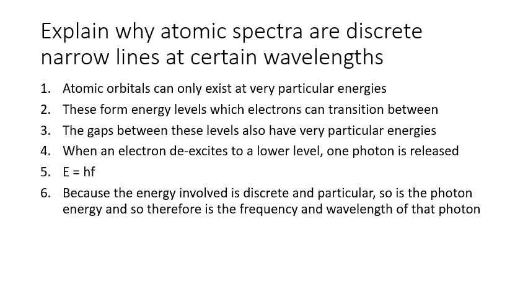Because the energy involved is discrete and particular, the photon energy, the energy of the photons that are produced, is discrete and particular. And so therefore, its frequency and its wavelength are particular. And that's the key point there.